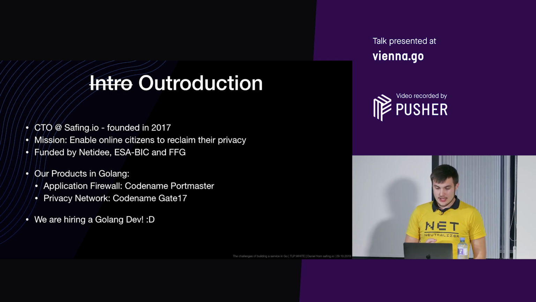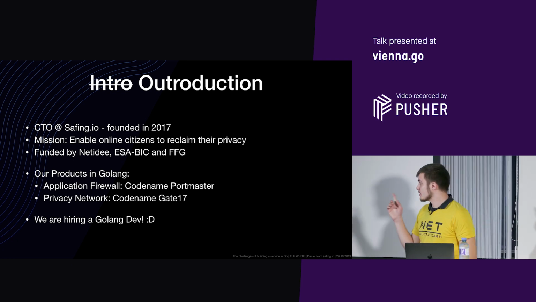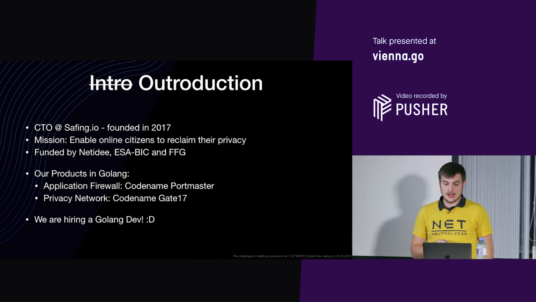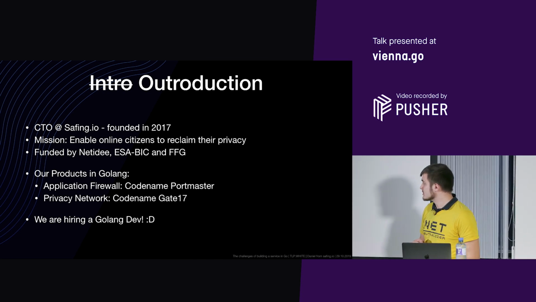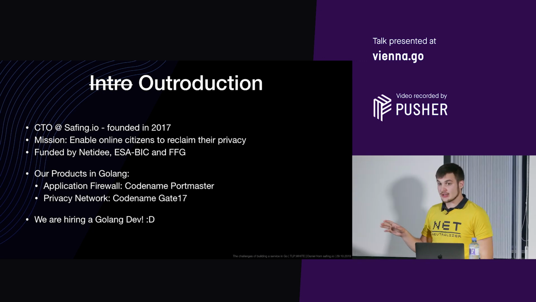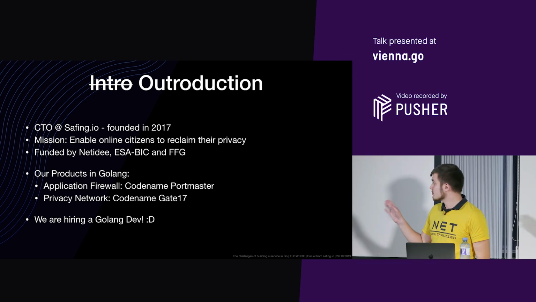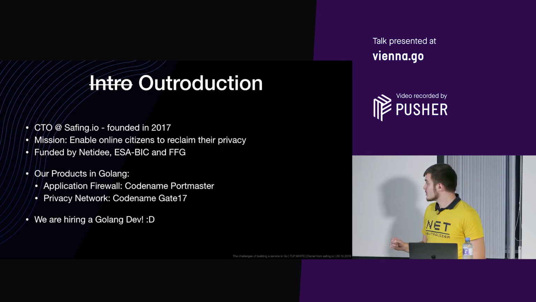Our two products that we're developing in Golang are an application firewall with the codename Portmaster and a privacy network with the codename Gate17. We absolutely love talking about these products. If you're interested in them, talk to us later. They're both open source. Well, yes, they are. Gate17 is currently not on GitHub. It will be soon.